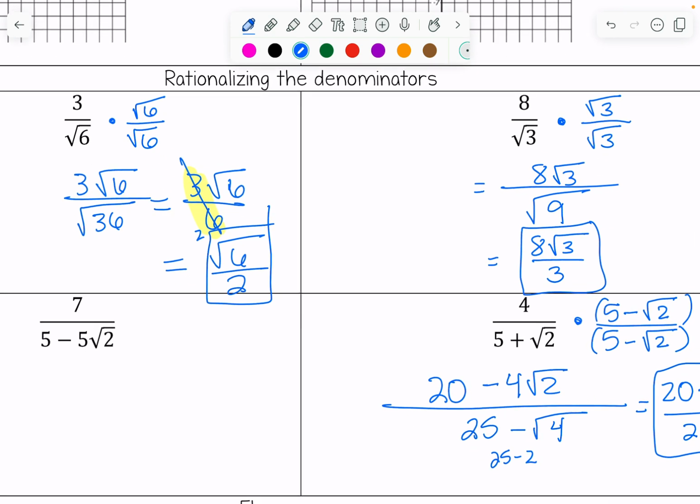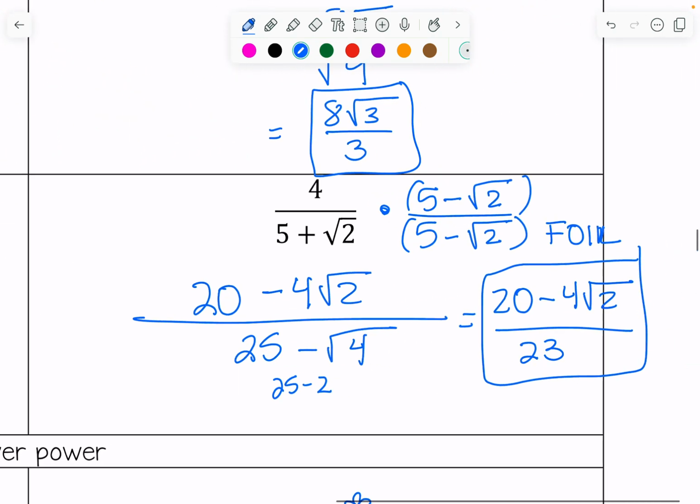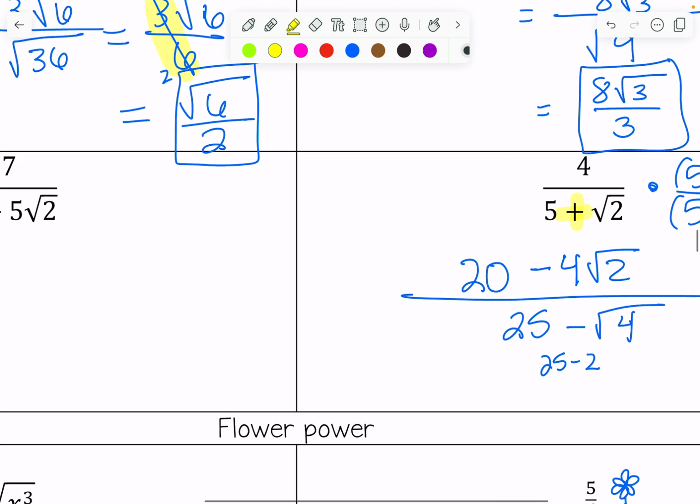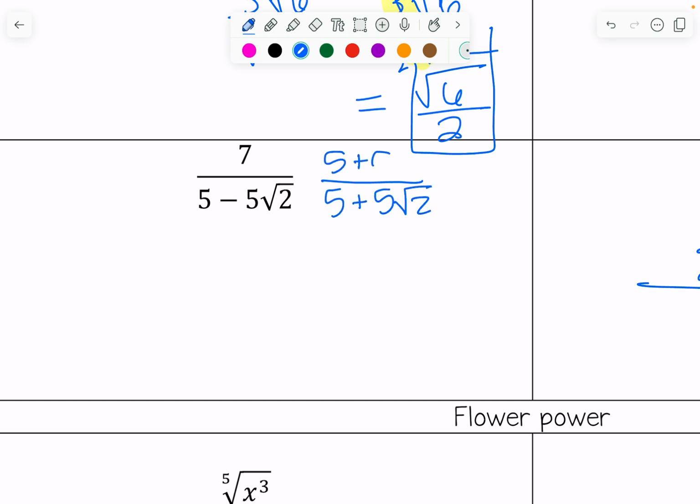Now for the bottom here, we're going to multiply by what we call the conjugate. So as you can see here, one side was plus, one side was minus, and that's how I know that it'll eliminate the radical in the denominator. So here we go. We're going to multiply here by the conjugate. Okay, so here we go. It's 5 plus 5 square root 2 all over 5 plus 5 square root 2.